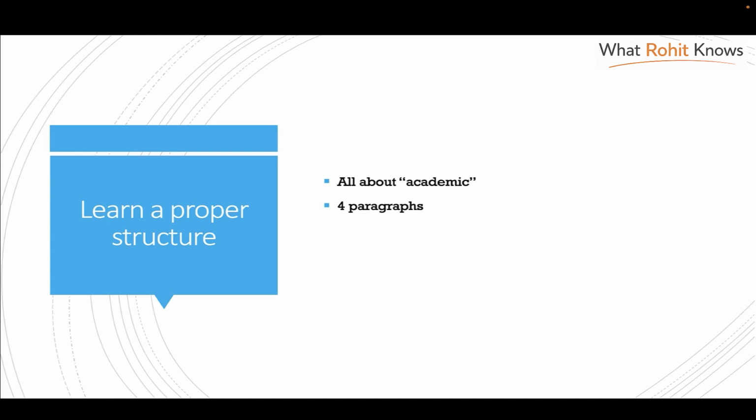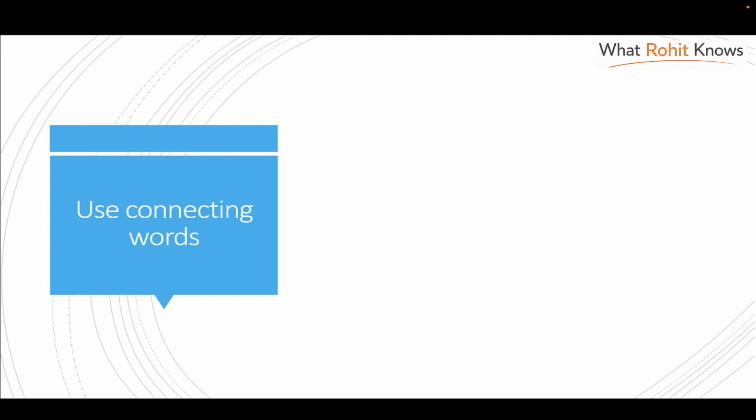We recommend 4 paragraphs. First introduction, then two main paragraphs in which you cover your key points, and then a conclusion paragraph. Always begin with introduction and end with a proper conclusion. Use connecting words. We have a separate session just dedicated to these linking words or connecting words. They connect sentences to each other and they also connect paragraphs with each other. So basically, it's like showing the flow, how one sentence leads to another or how one paragraph leads to another.